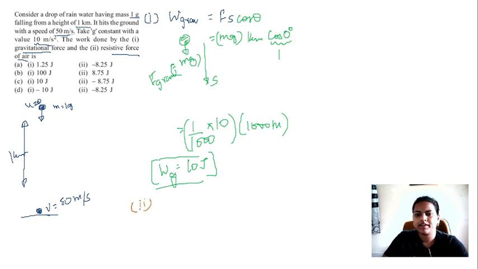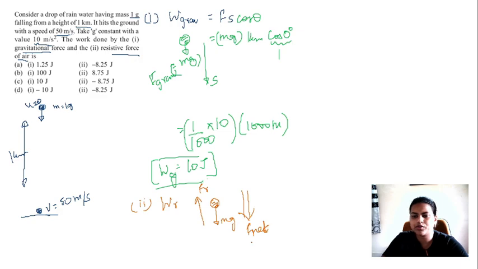In the second part, it is asking for the work done by the resistive force. This is a drop, and the mg force is acting downwards, and the air resistance Fr must be acting in the opposite direction, in the positive y direction. But the drop is going downward, which means there is a net force acting in the downward direction, and this net force is equal to mass into acceleration. So I can write the equation as mg minus Fr is equal to m into a.